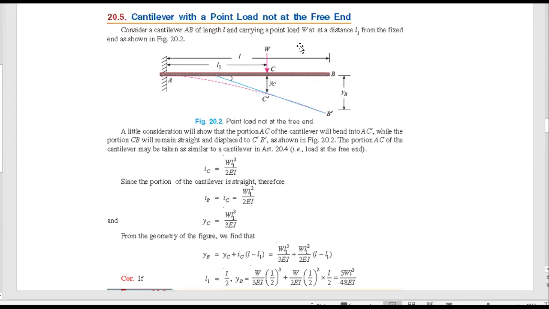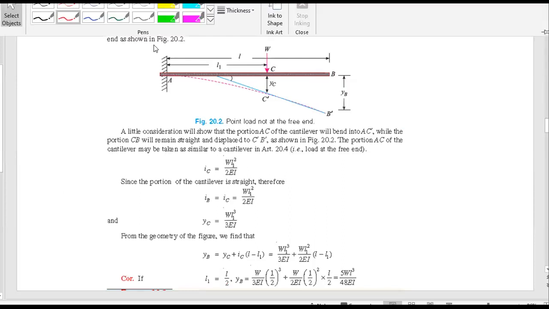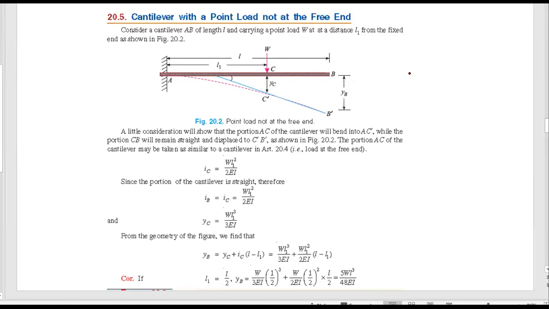Next derivation is a cantilever beam when a load is acting at an eccentric point, that is some length, not at the free end. To derive this, I need to consider only the AC length. So now this is AC and a point load at the C point, and the length in between A and C is L1. Therefore, I can find the maximum deflection at the C.